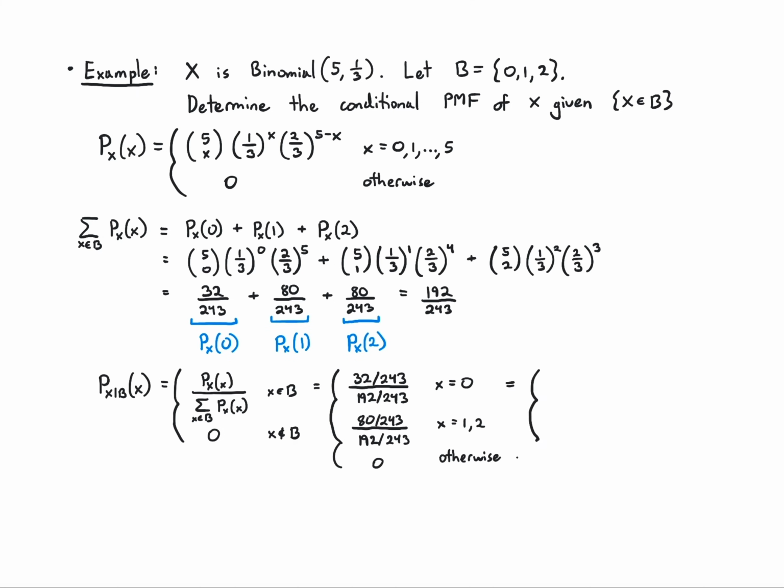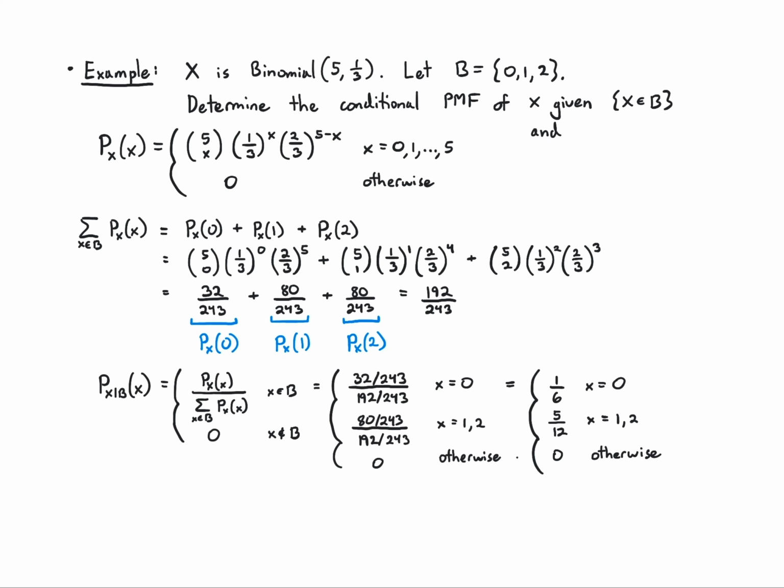Okay, so we can simplify these. The first one simplifies quite a bit. It turns out to be 1/6 when x is equal to 0, and the other two are 5/12 for x equals 1 and 2. So this is a nice, simple conditional PMF that we worked out. In fact, if you went and worked out the original PMF values, plugging in each value of x, you'd also get some pretty simple fractions. But we didn't do that explicitly for every value because we didn't need the values at 3, 4, 5, so that would have just been a waste of computation.